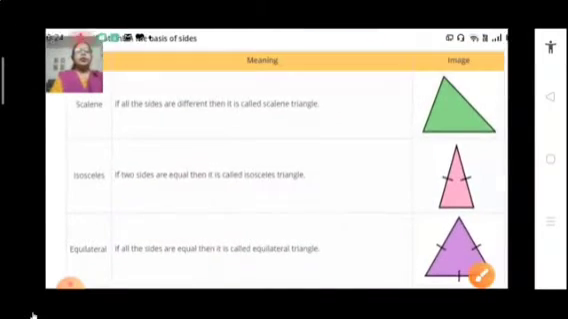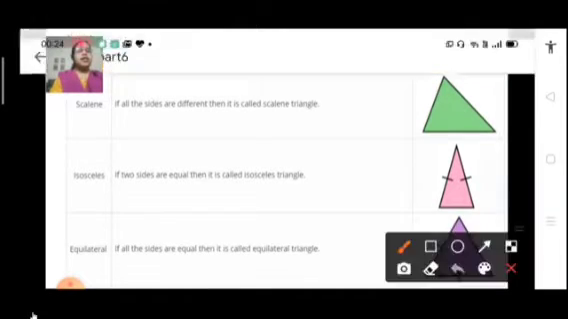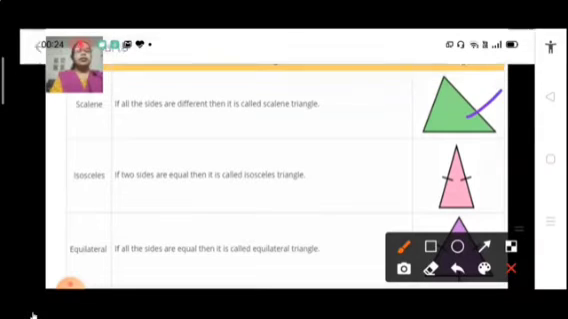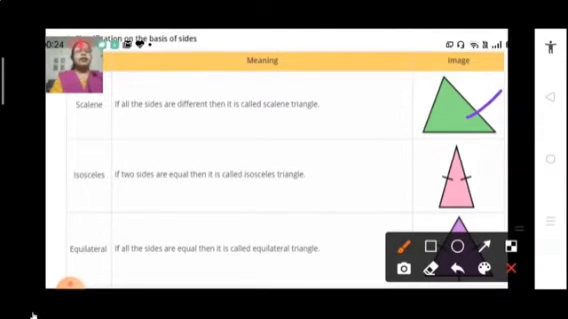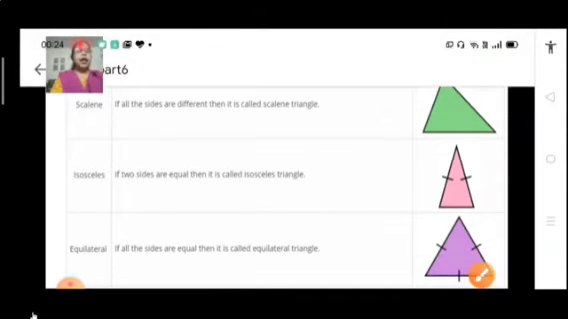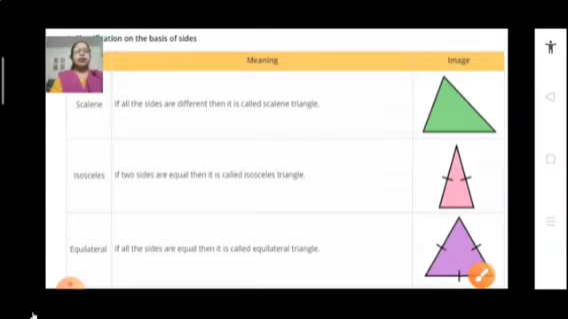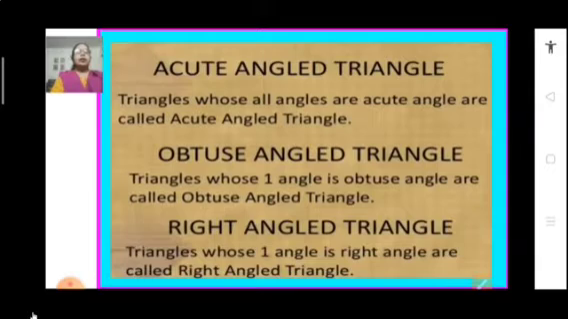Now, these are the different types of triangles based on their sides. First one is scalene. All the sides are of different length. Then isosceles, two sides are of equal length. And then we have equilateral triangle where all the sides are of equal length. Then the types of triangles based on their angles.